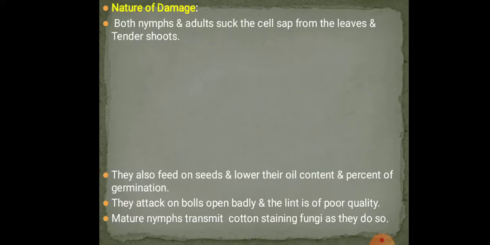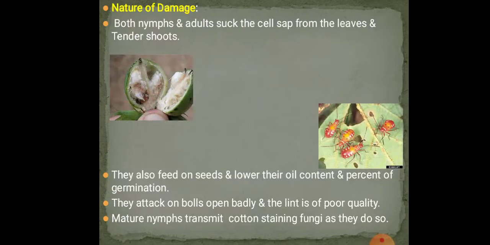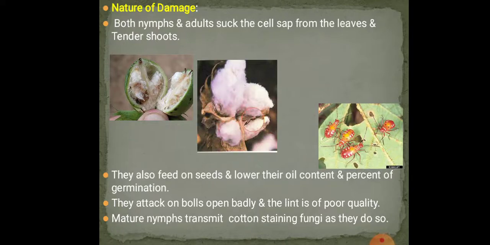The nature of damage. Both nymphs and adults suck the cell sap from the leaves and tender shoots. They also feed on seeds and lower their oil content and percentage of germination. They attack the bolls, which open badly, and the lint is of poor quality. The mature nymph transmits cotton staining fungi as it feeds.